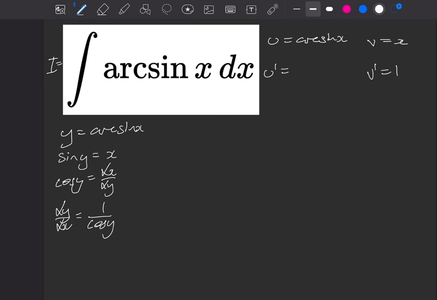But we don't want this in terms of y, we want it in terms of x. So we'll use this line up here, that sine y is x, to try and find a value for cosine of y instead. If we square both sides, we'll get sine squared of y is equal to x squared. And now we can use our known trig identity, that sine squared plus cosine squared is equal to 1. By rearranging this, we can replace cosine y with something in terms of x, to make it a little bit nicer.